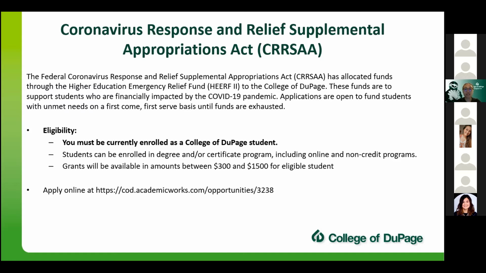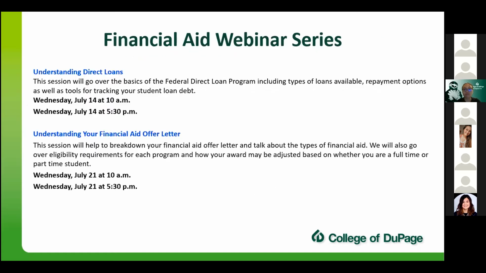In order to qualify for these, you have to be enrolled as a COD student. You have to be enrolled in a degree or certificate program. So you have to be degree or certificate seeking. You can't just be taking classes for fun. But this is all free money, and the amounts that you can get vary from $300 to $1,500 for the semester. So if you were impacted by COVID-19, please check this out. We still have funds available, and we're going to keep awarding students until there's no longer any funds to use.